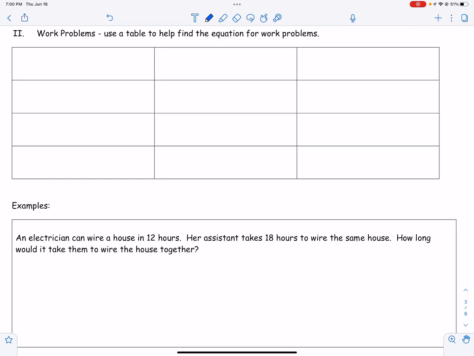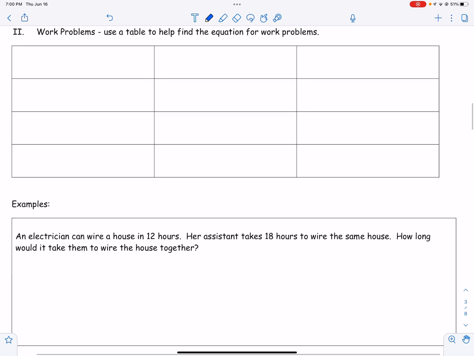All right, this is 14.7 going into work problems. What I want you to think about when you have work problems is that you're going to make a table, and one column is going to be your workers. Those are either going to be people, machines, or pipes, something that's going to be working, and you have an individual working.